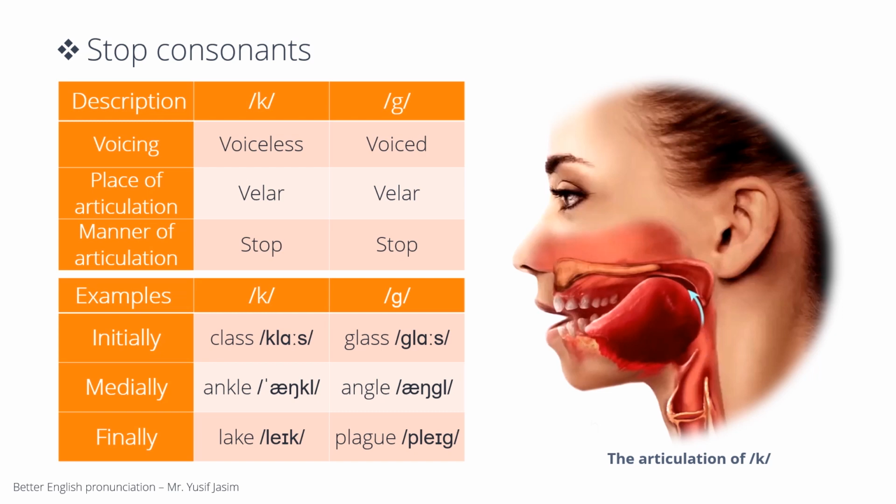Now pay attention to the figure and notice how these sounds are articulated. G. Let's practice some examples. K and g initially: class, glass. K and g medially: ankle, angle. K and g finally: lake, plague.